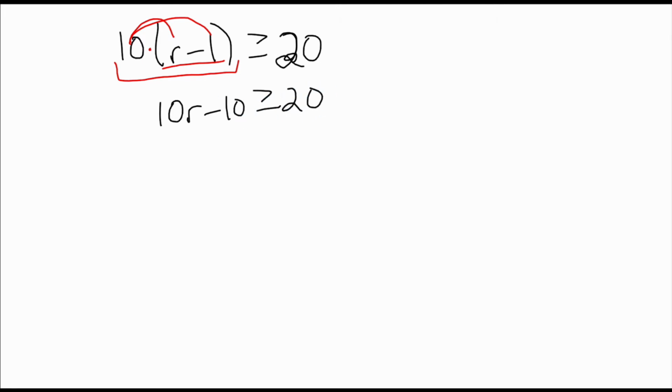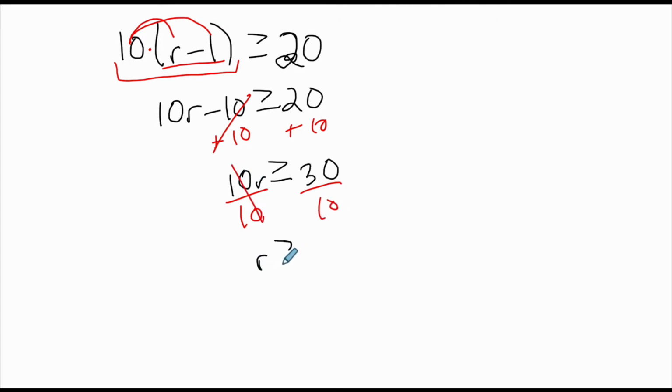And then using inverse operations, I'm going to add 10 to both sides. And that's going to look like 10r is greater than or equal to 30. And then my last step to undo the 10 times r is to divide by 10 on both sides. And in doing that, you're going to end up with r is greater than or equal to 3. So that's your final answer here.